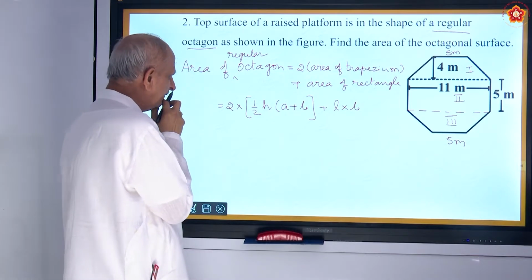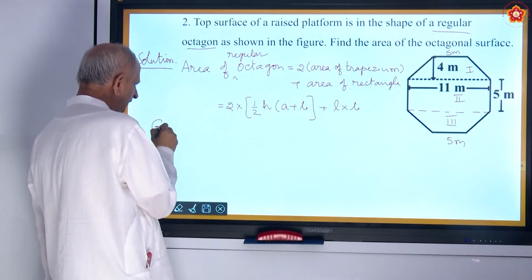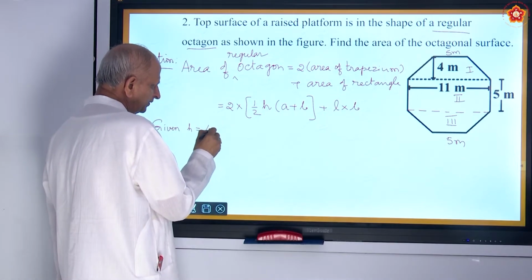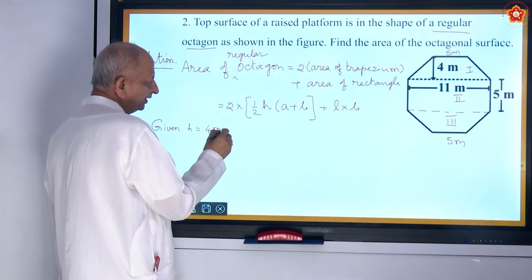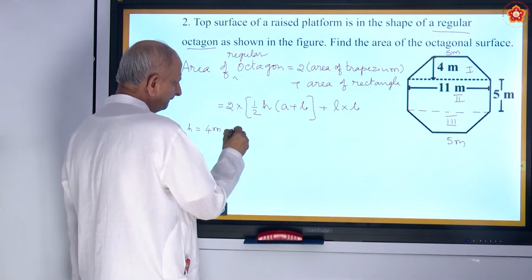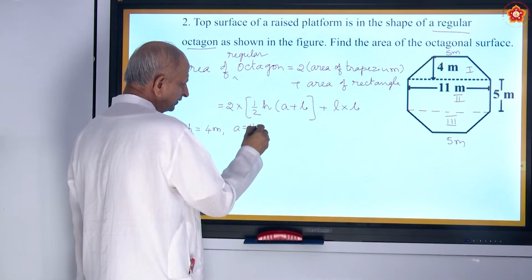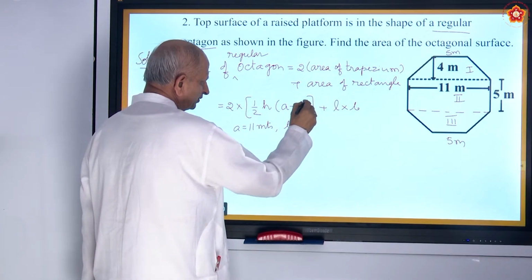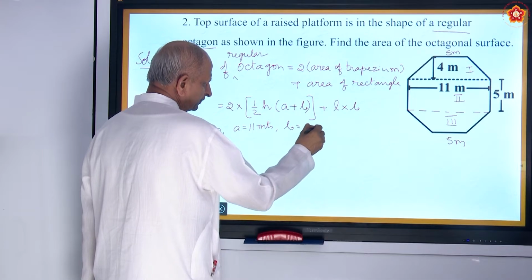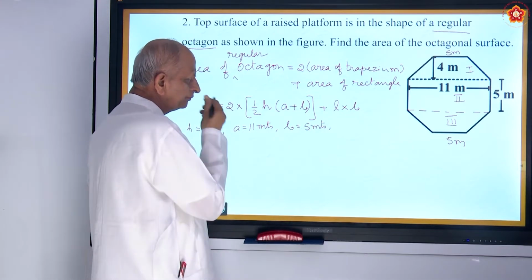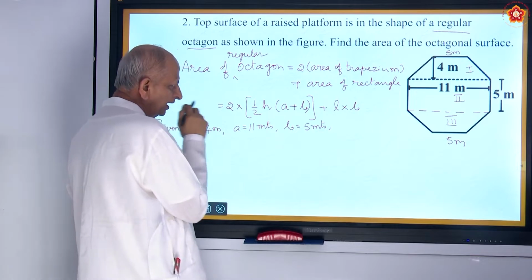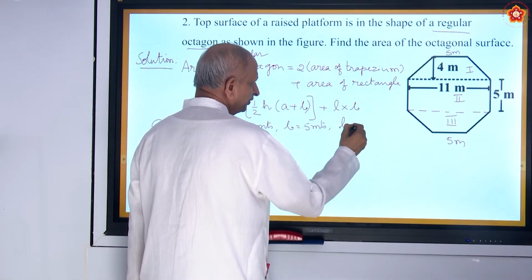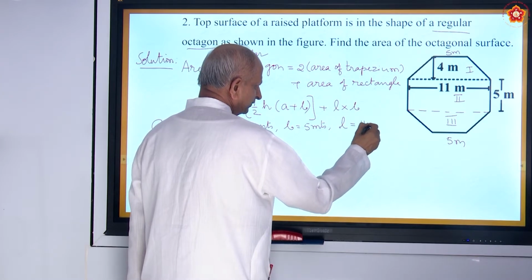Here you must write what is given. What is given? H is equal to 4 meters. Then you are given A is equal to 11 meters. Then you are given B. B how much? 5 meters. Correct? Then L. L is given to be 11 meters.